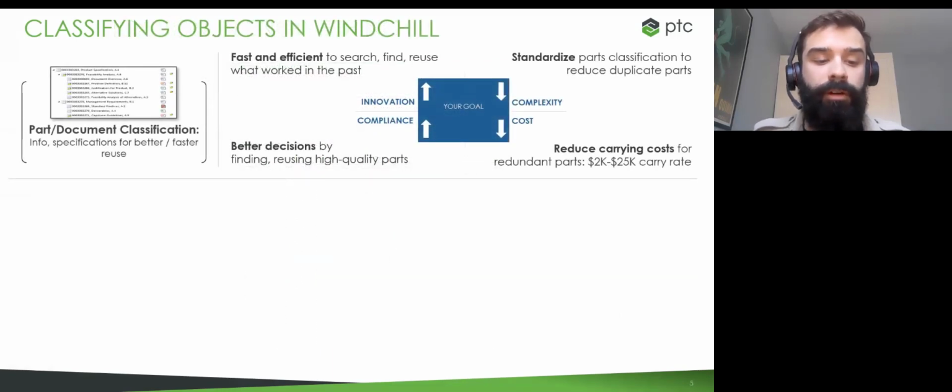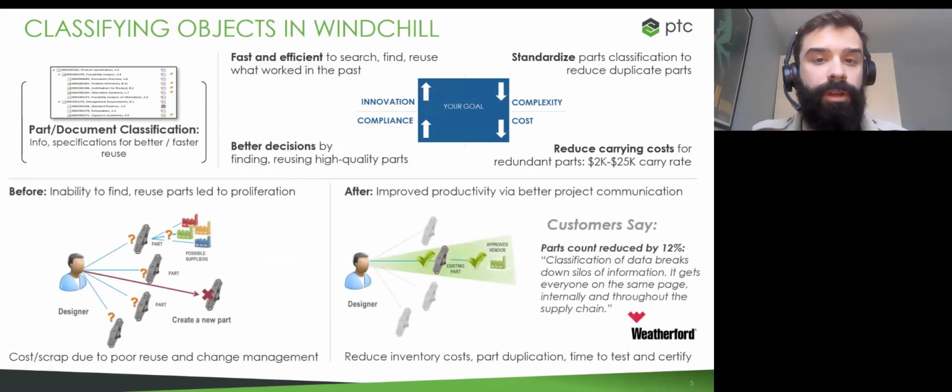Let's take a look at how classification in Windchill has an effect on your business. Windchill allows you to search and browse for parts in a fast and efficient manner. It allows you to standardize on part classification and bring a formal and repeatable process to your users. This ultimately influences better decision-making and saves us money. Our customer Weatherford experienced a 12% reduction in part count and told us classification of data breaks down silos of information. It gets everyone on the same page internally and throughout the supply chain.